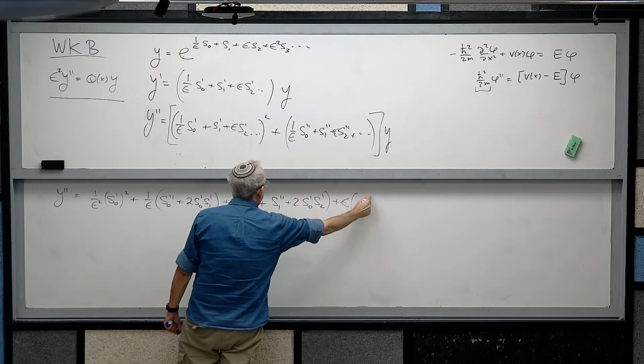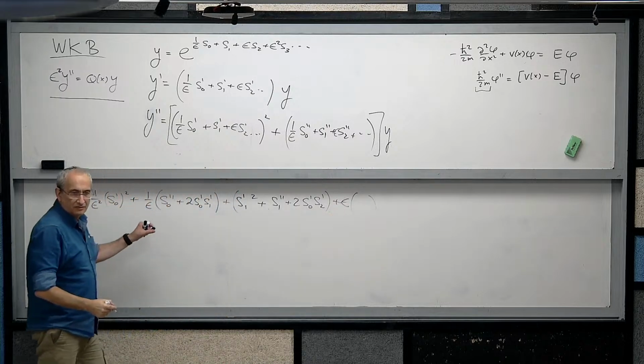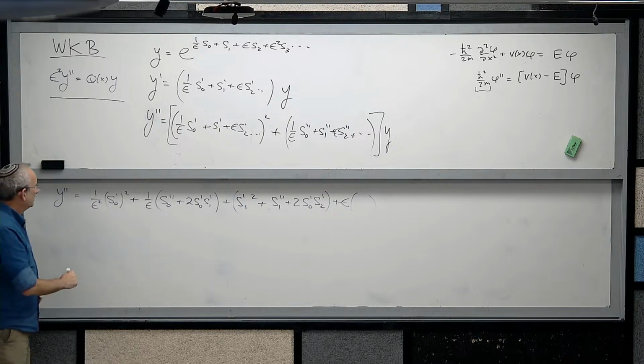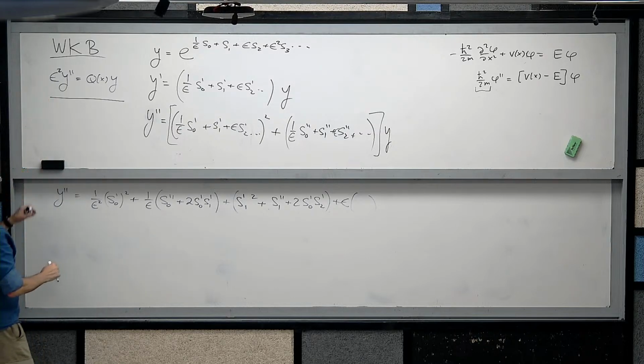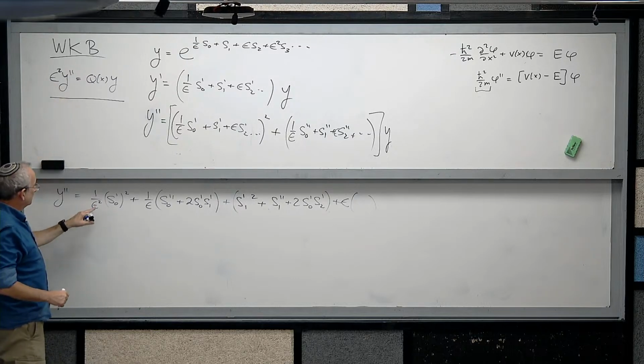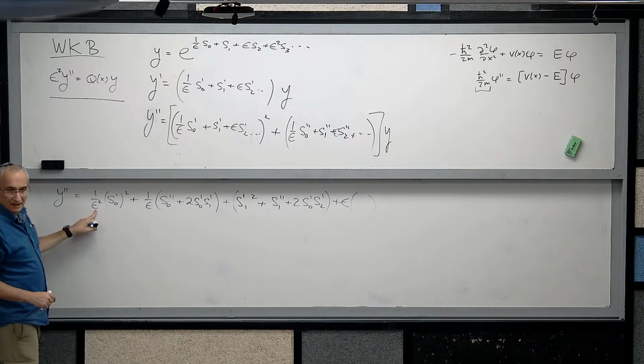Plus epsilon times something and so on and so forth. You see? Any questions? Good. Now we plug it here. Note that we have an epsilon squared here, right? So the epsilon squared cancels this, right?